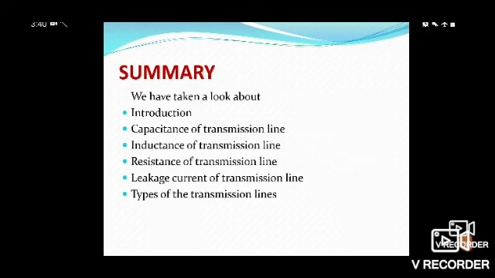Like this, we have seen in the introduction part what the capacitance of a transmission line is, what the inductance is, what the resistance is, what the leakage current is, and what the types of transmission lines are. So we have learned all of this. This is our summary of this session, and I have also covered the quiz.